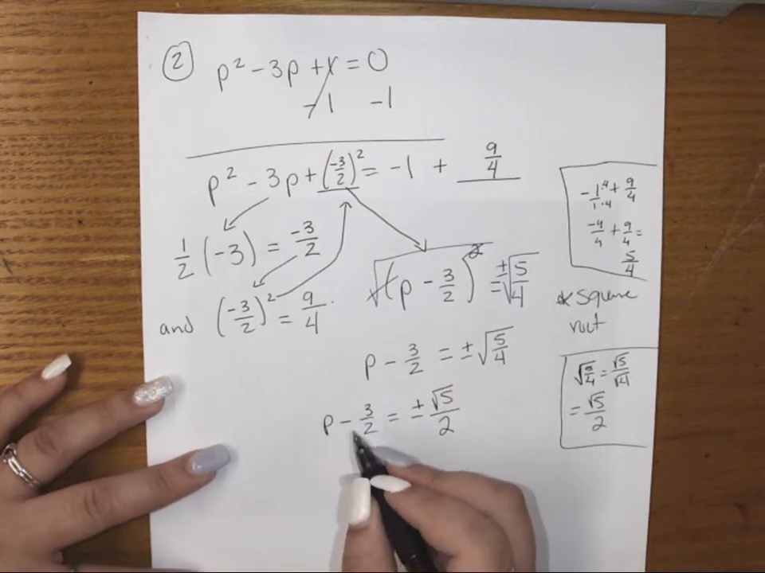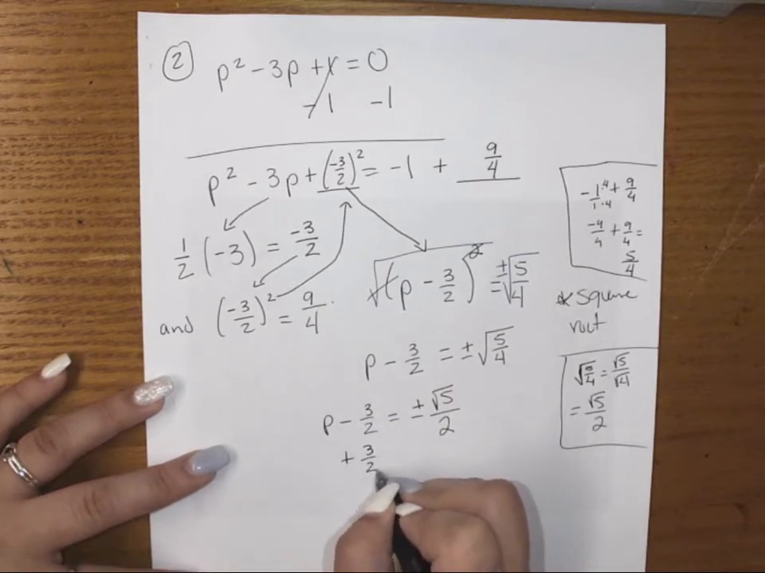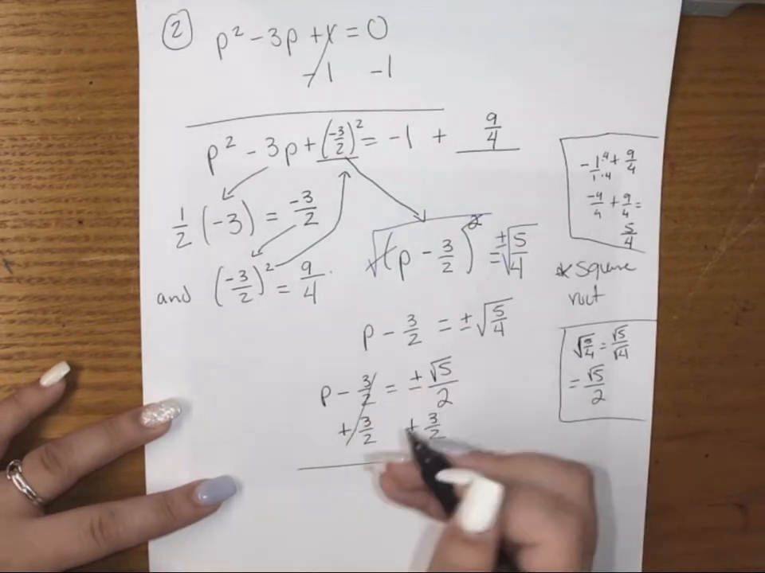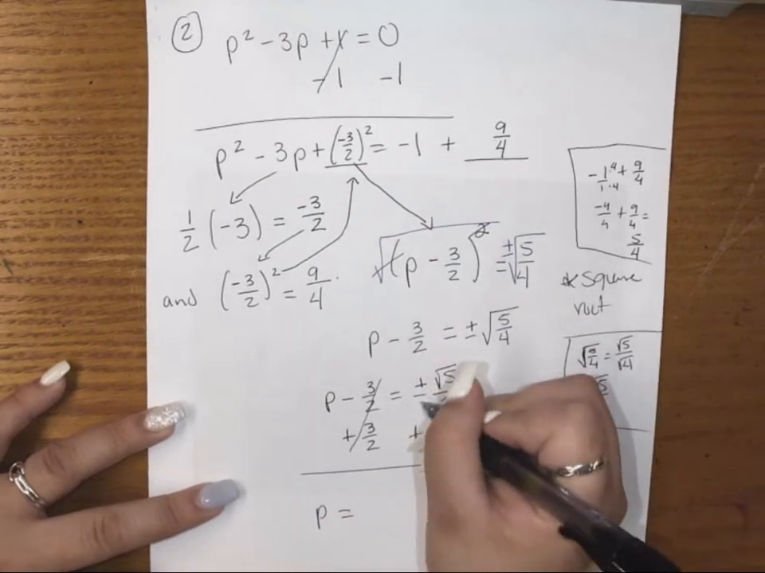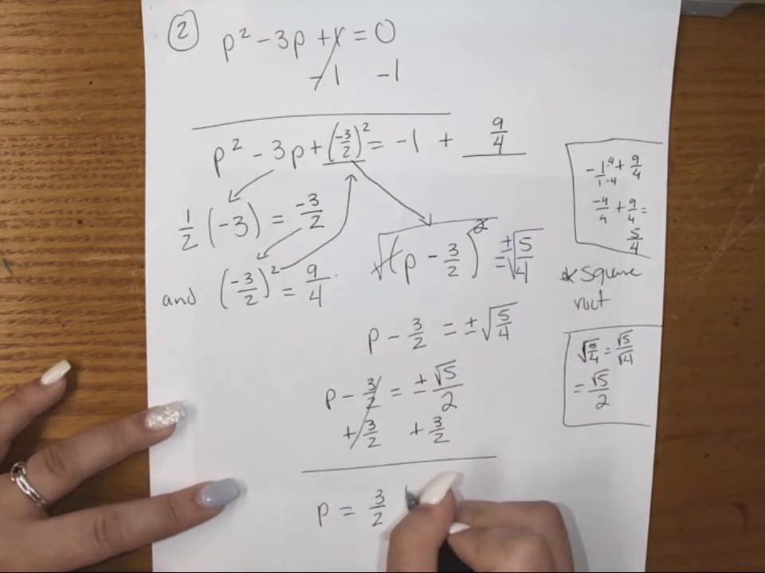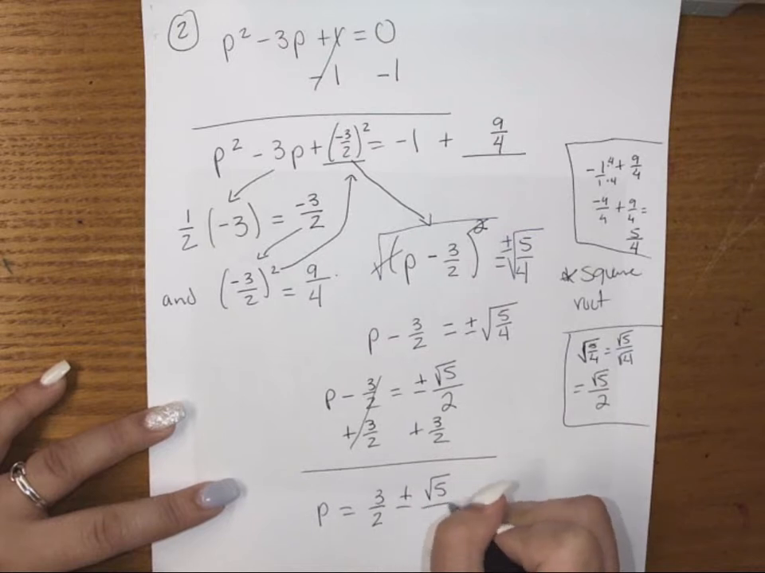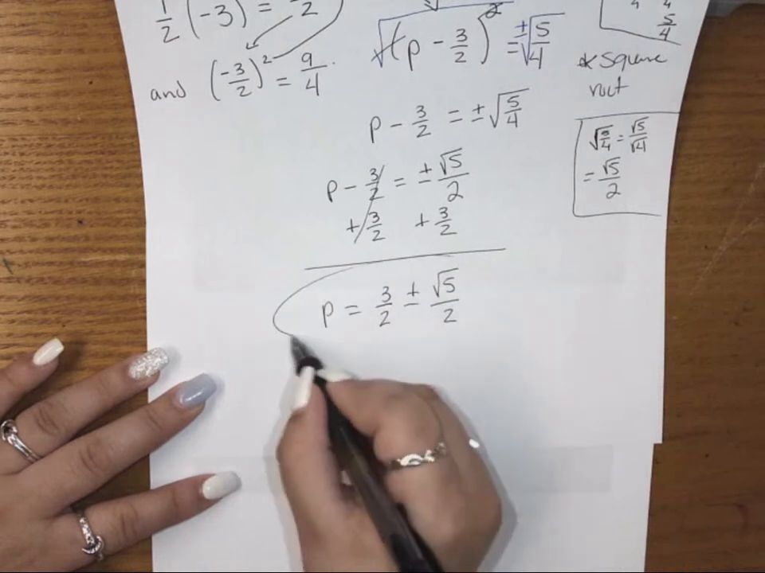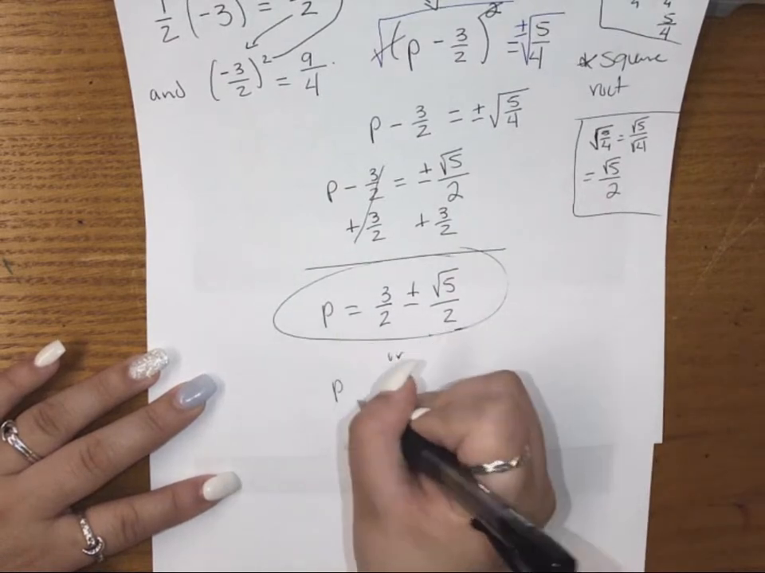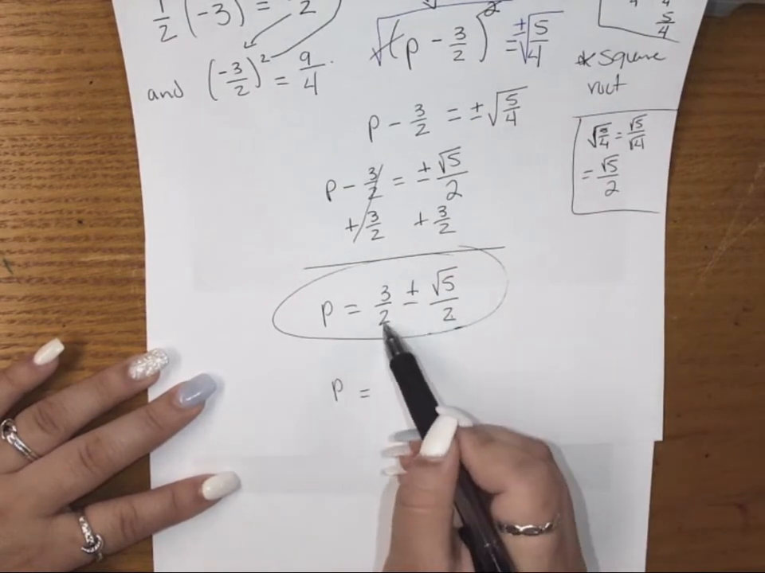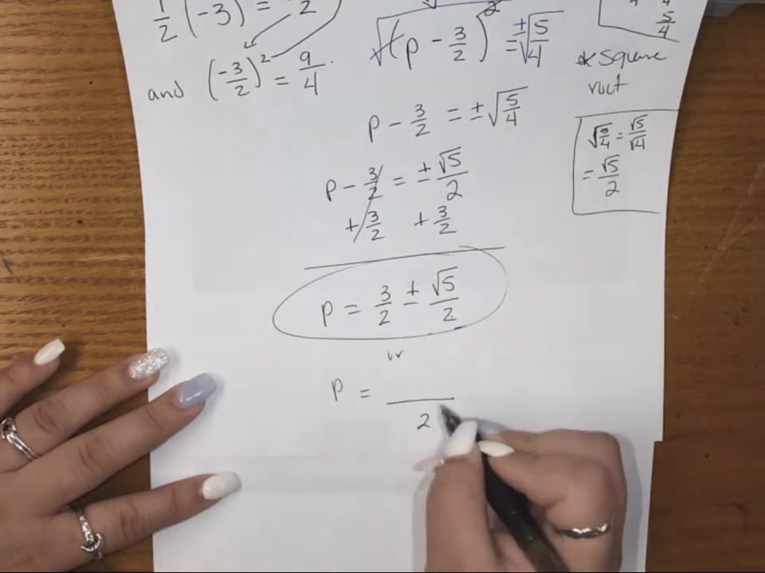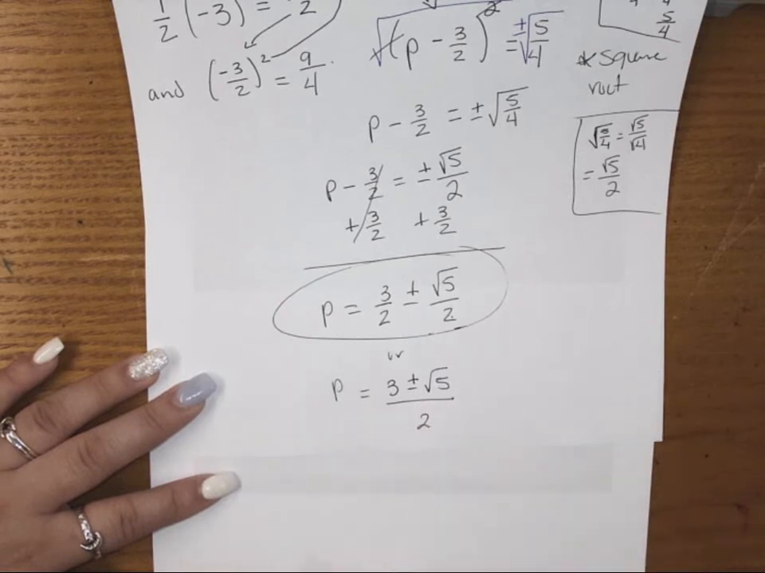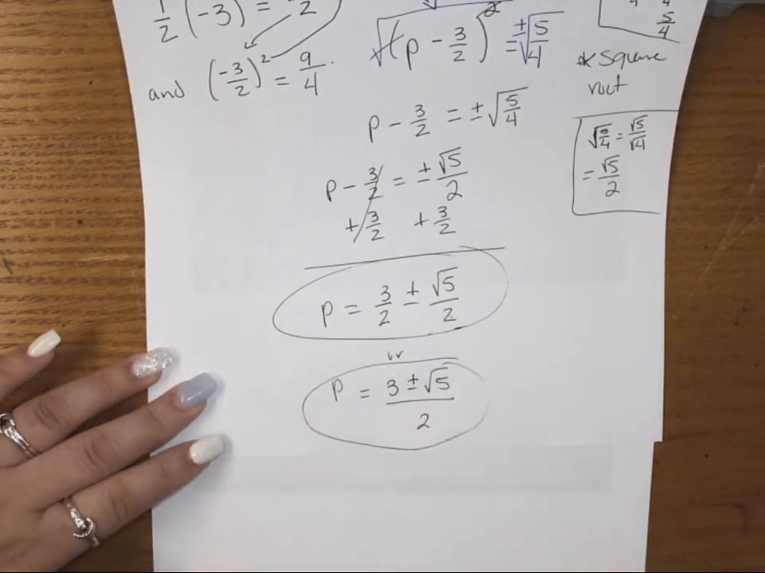We're trying to solve for p in this case, so we need to get rid of the 3/2 by the opposite operation of adding 3/2. So we end up with p equal to, you can now combine them, positive 3/2 plus or minus square root of 5 over 2. You can leave your answer like that, or you can combine it as a single fraction, because they have a common denominator of 2, so the top is 3 plus or minus square root of 5. Either answer is okay with me.